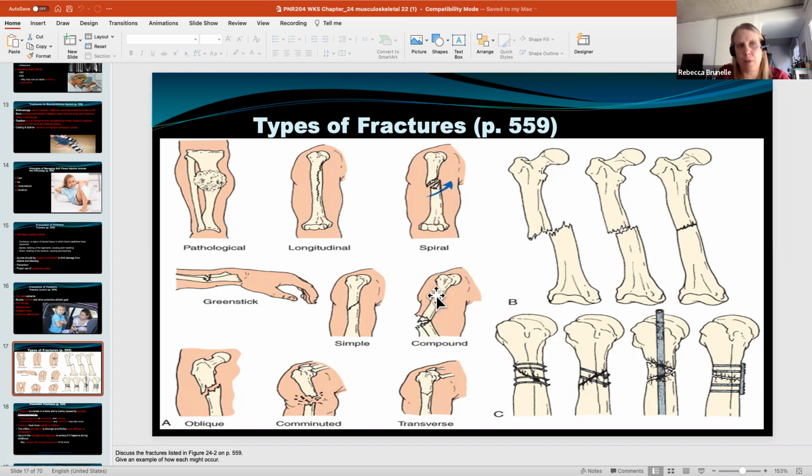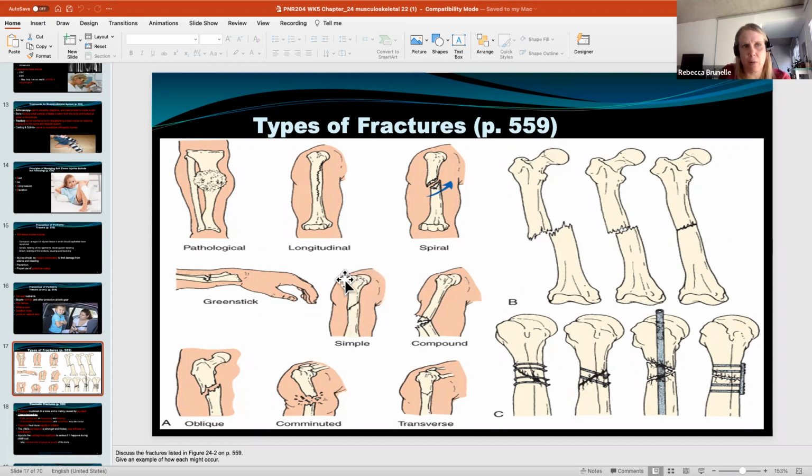What do you guys see about the skin here? What does this look like? The skin is broken. Yeah, and you see this bone sticking out. So this is going to require surgery. And what do you think they're at risk for because the skin is broken? Infection. Okay.